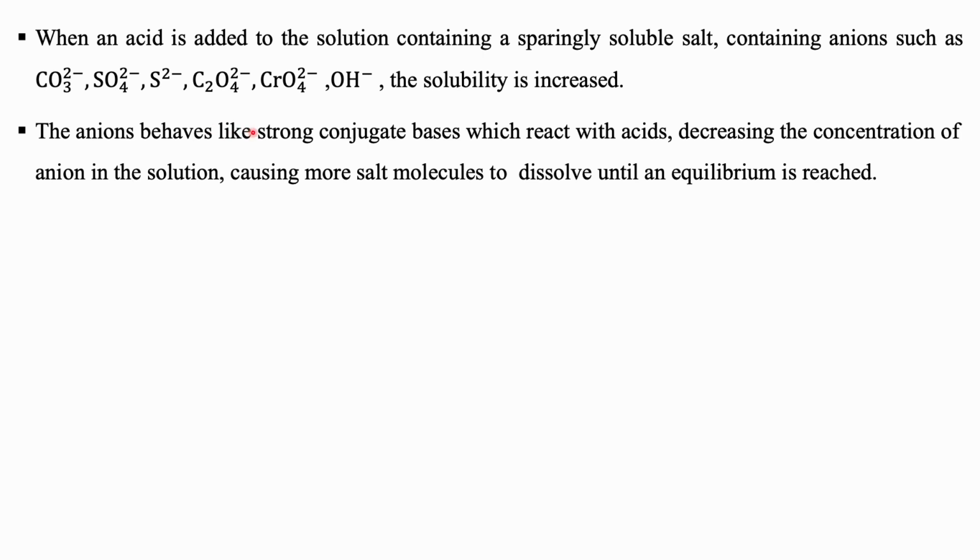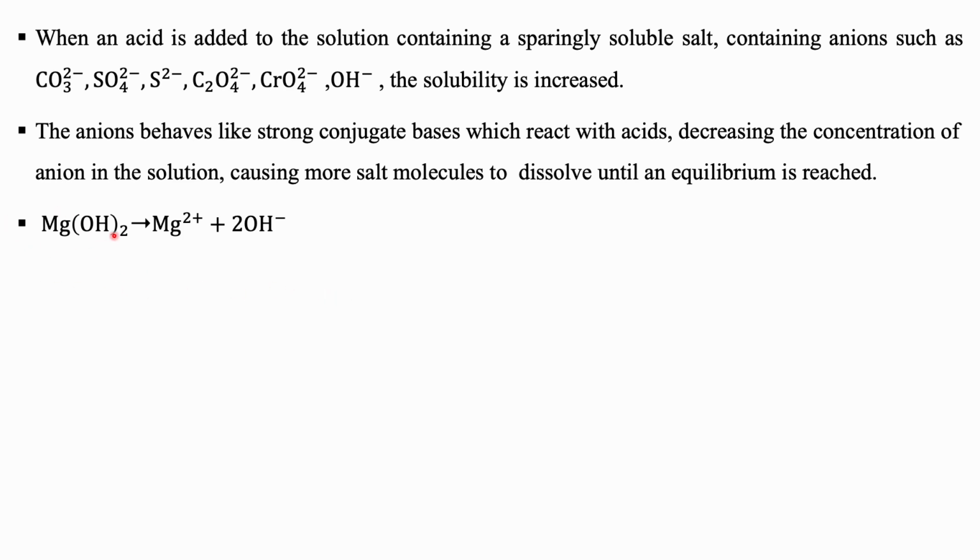So this anion behaves like a strong conjugate base. It will react with an acid, decreasing the concentration of this anion in the solution. That means it will cause more salt to dissolve until an equilibrium is reached. So we have here magnesium hydroxide, for example. When you add the H+, it will react with this hydroxide, therefore decreasing the concentration of hydroxide and shifting the equilibrium to the right.